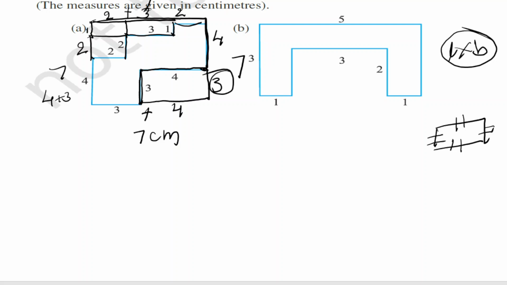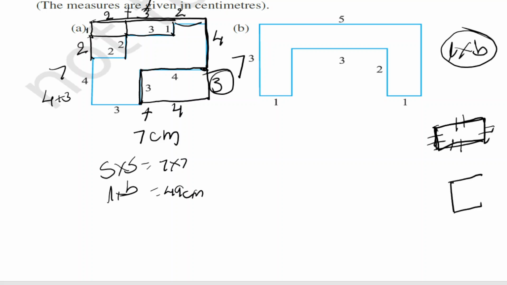So you know that area of the rectangle or square is nothing but S into S, or length into breadth. Children, please remember that a square can be a rectangle, but a rectangle cannot be a square. So S into S, that is equal to 7 into 7, that is equal to 49 square centimeters.